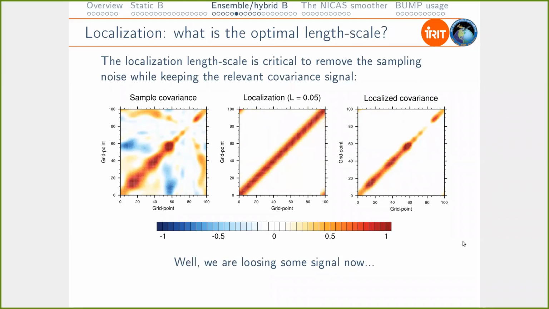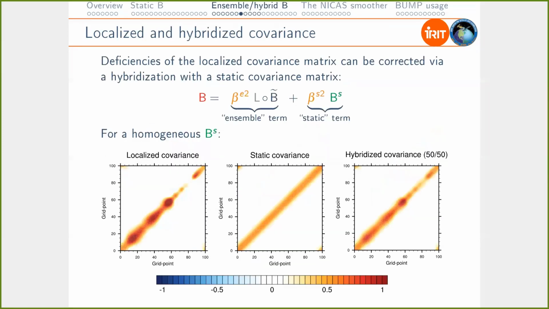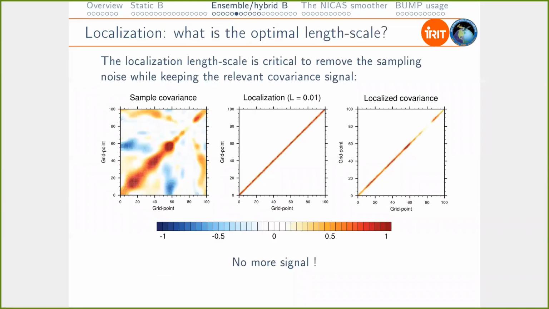But if we get smaller length scales for the localization, well, finally, we are losing the interesting signal of the sample covariance. So there is no more noise, but, well, there is no more signal neither. So it's not really interesting. And so the question will be how to get the optimal length scale.